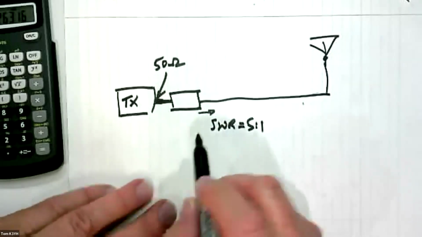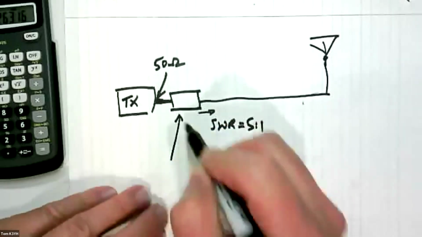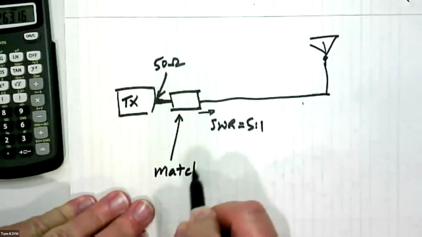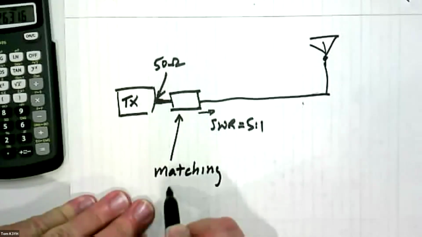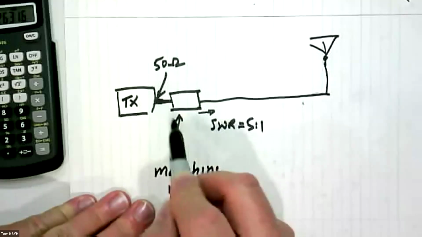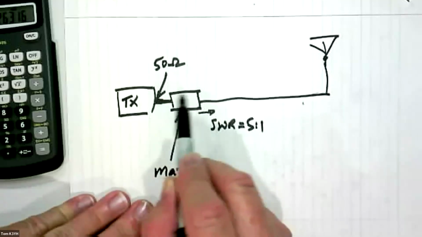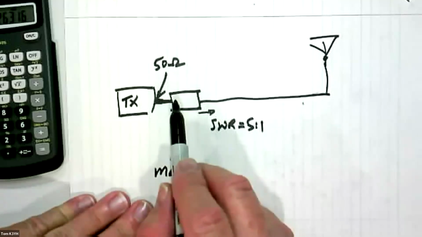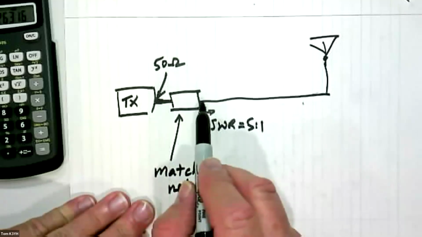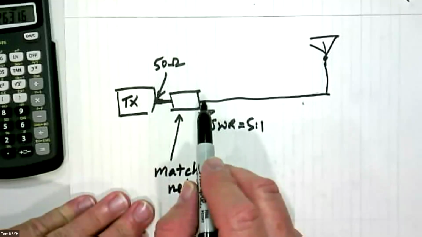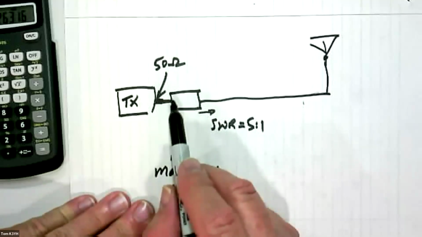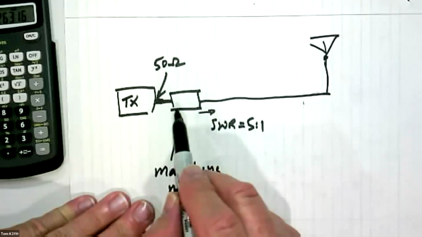What they call it is a matching network. And usually inside here, there's some capacitors and inductors that transform the impedance on this side to whatever the impedance is on this side, vice versa, really, so that the transmitter thinks that it's connected up to a 50 ohm load.